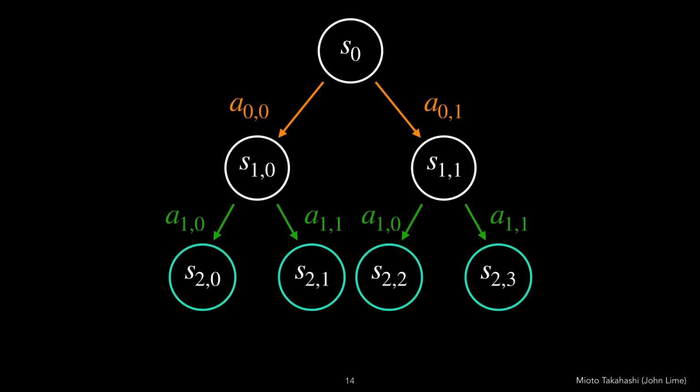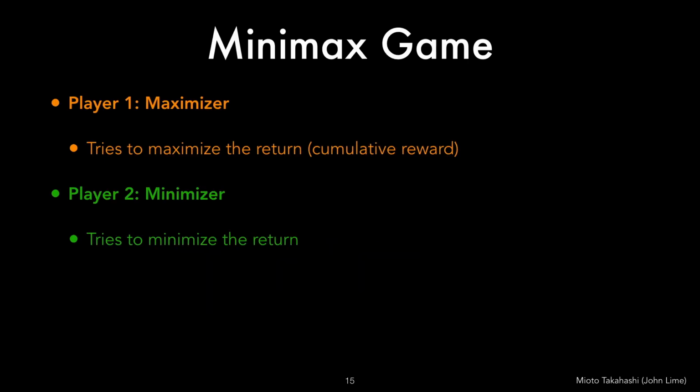After enough time steps are taken, the global state reaches its terminal state, which determines the cumulative reward, otherwise known as terminal utility or return. Each player attempts to set the return to a certain value depending on their own set agenda or task. The simplest type of adversarial game is the minimax game, where player 1, the maximizer, tries to maximize the return, and player 2, the minimizer, tries to minimize the return.